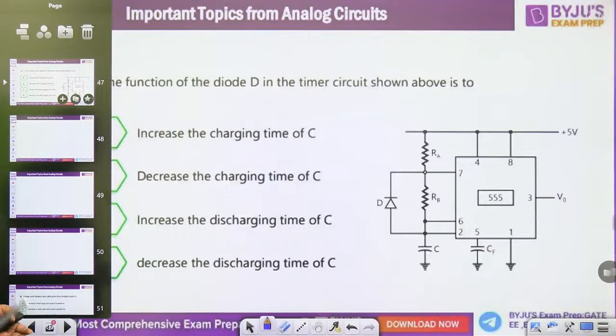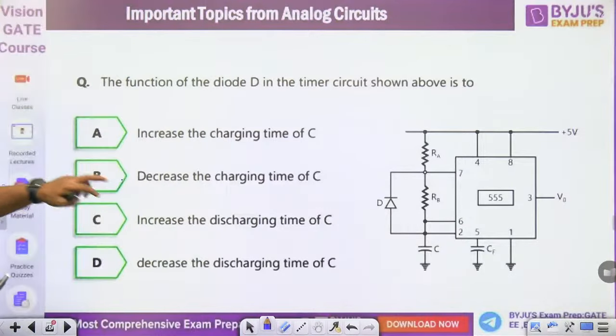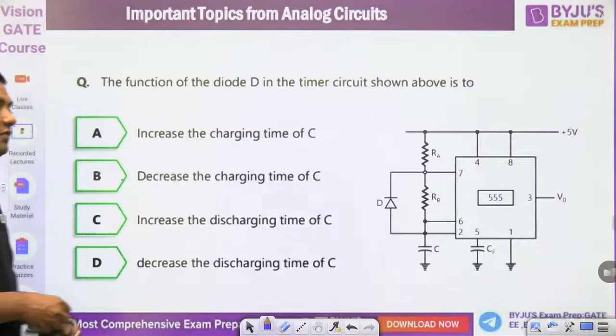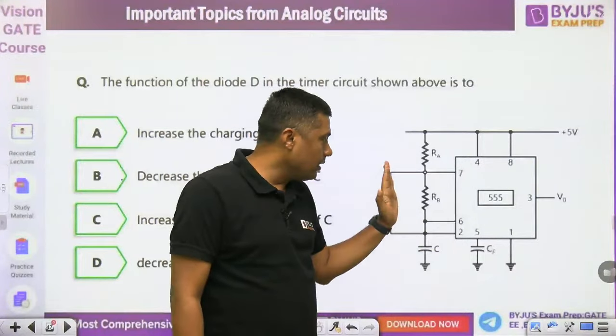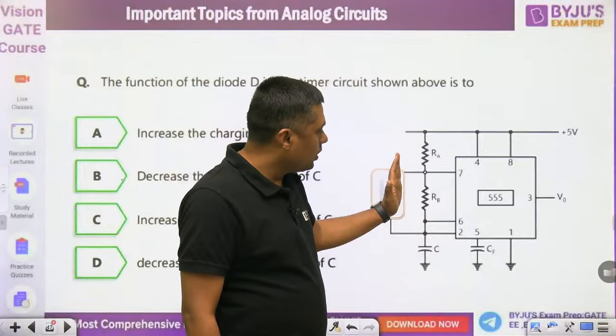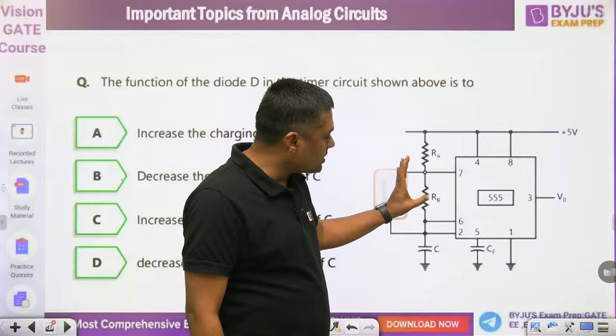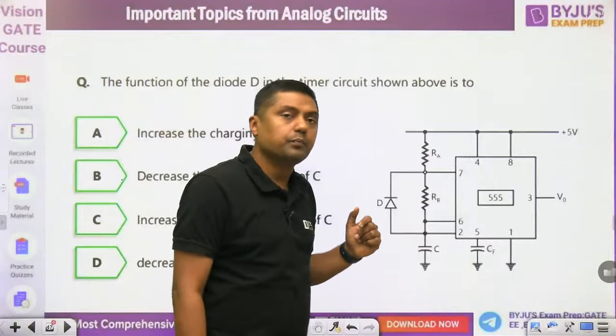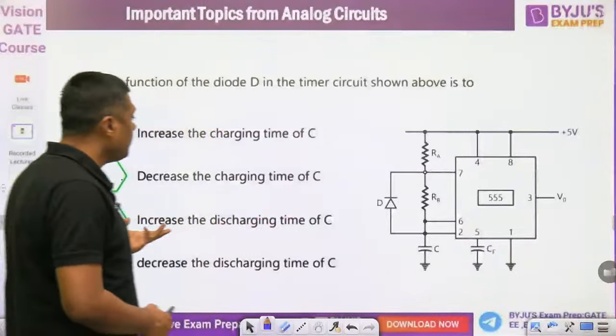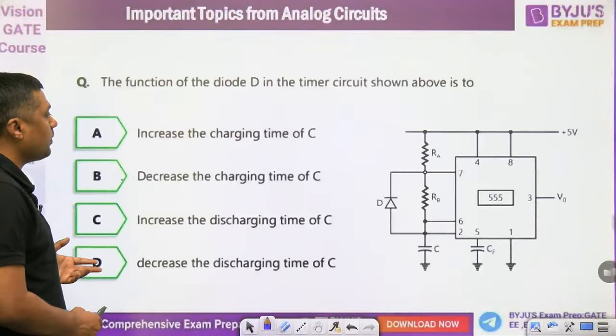Okay, the function of the diode D in the circuit shown above is, what is the function of the diode? Now remember, when the diode is not present, what is the charging time constant? Ra plus Rb into C. When the diode is present, the charging time will remain the same. If you have an idea about the 555 timer, then you can solve this type of question.